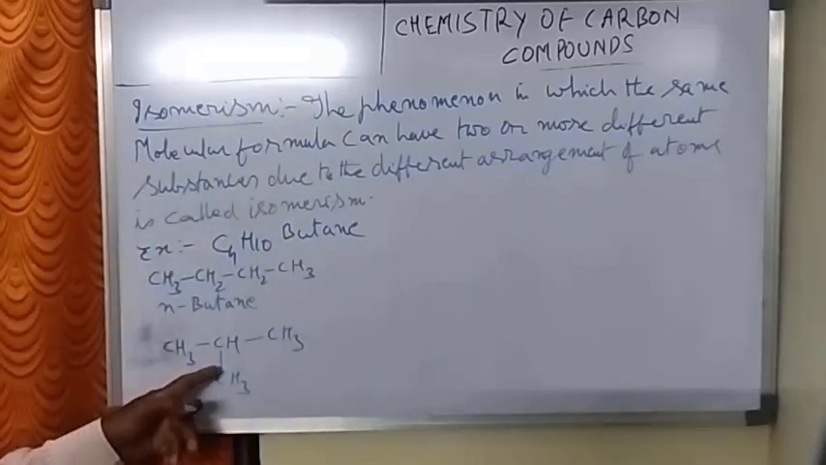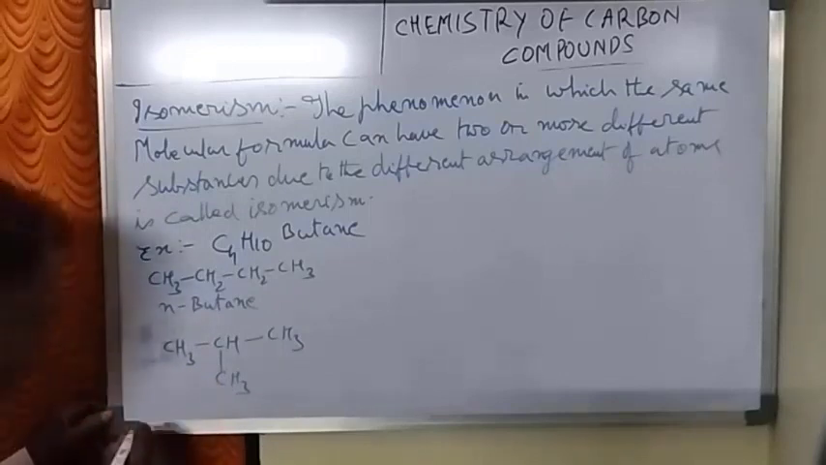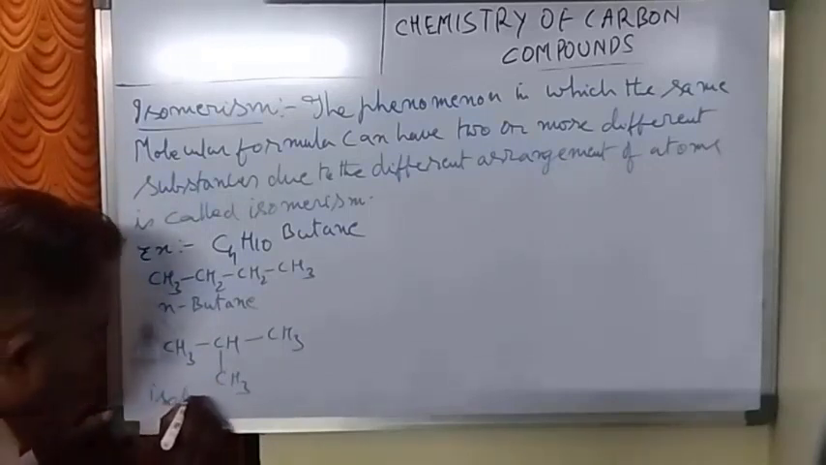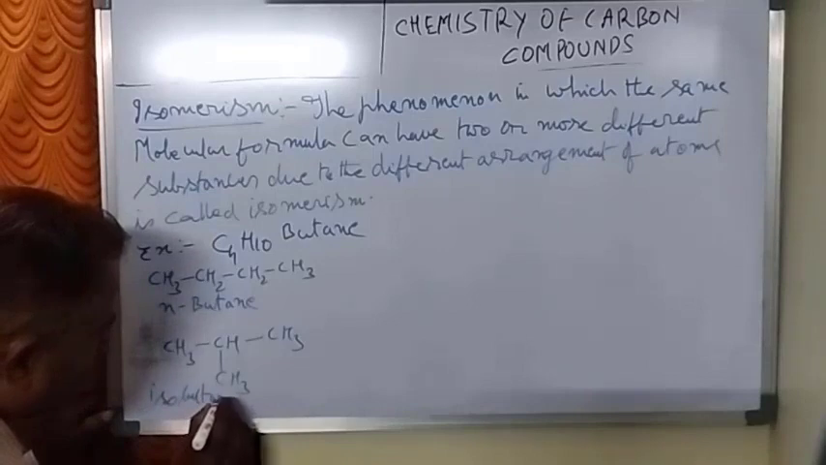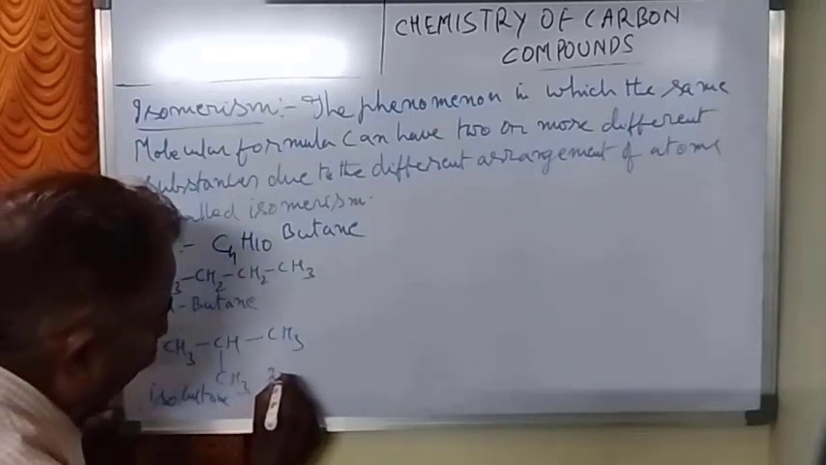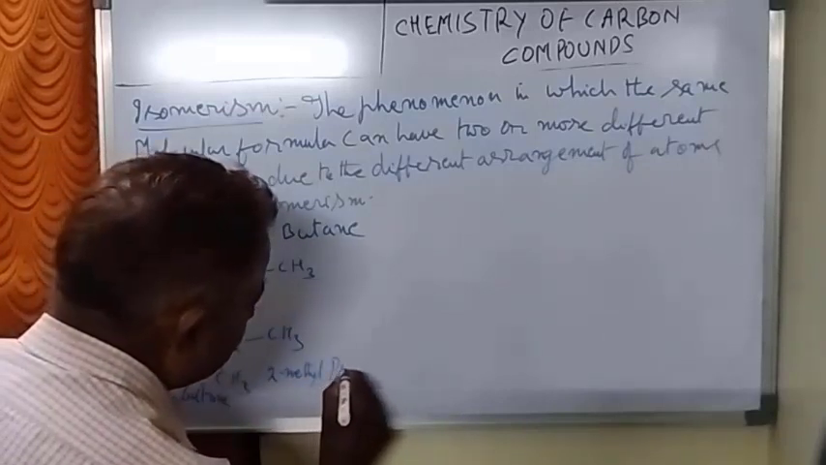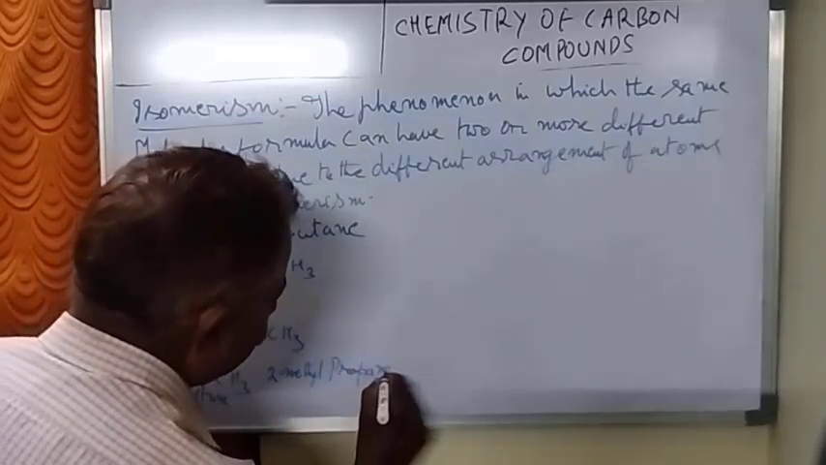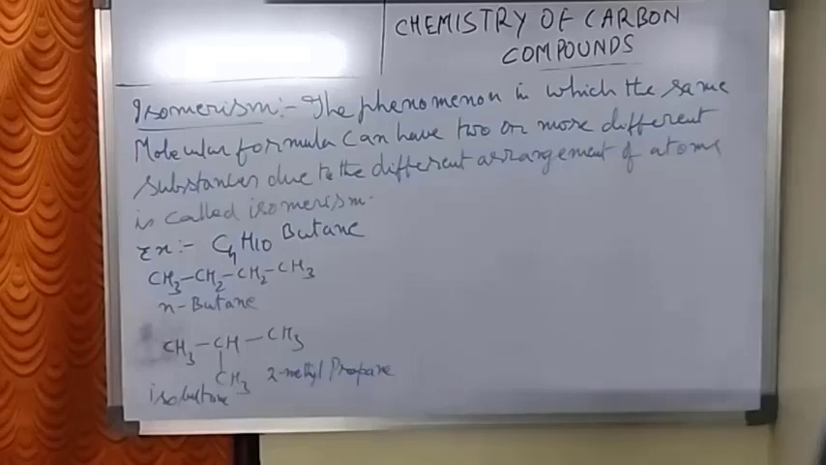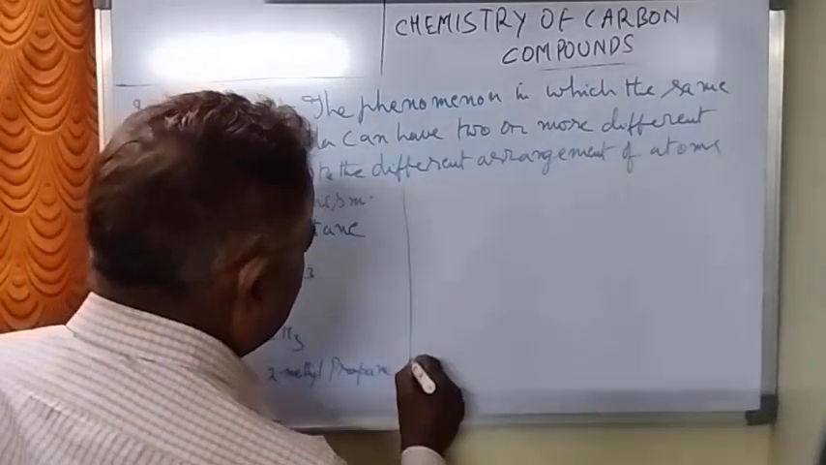This is a branched structure. So this substance is known as isobutane. Isobutane, or 2-methyl propane. This is the IUPAC name. 2-methyl propane. So this is isomerism.